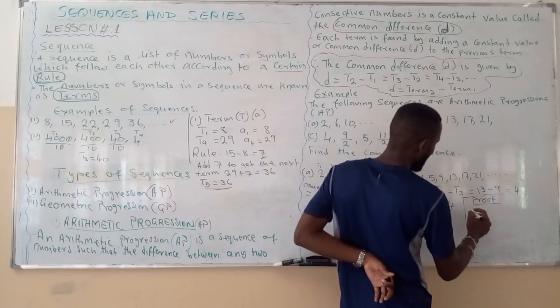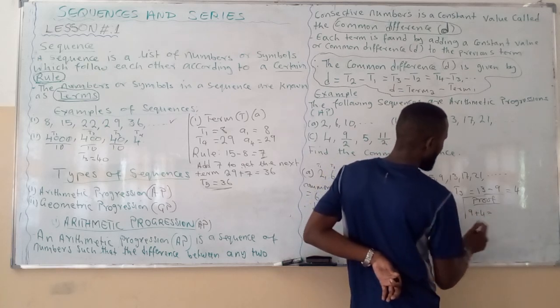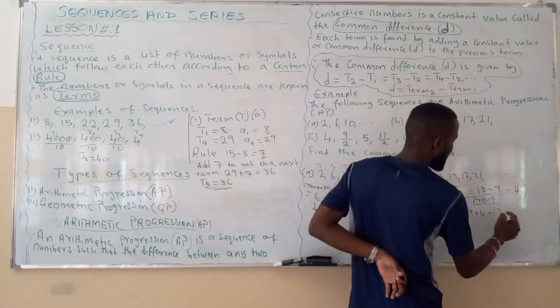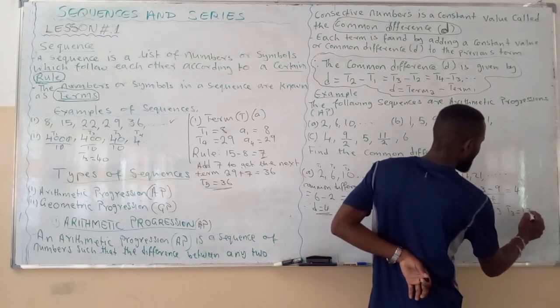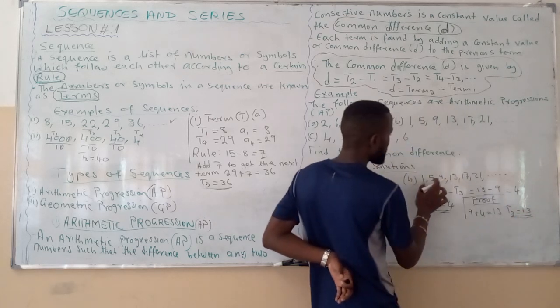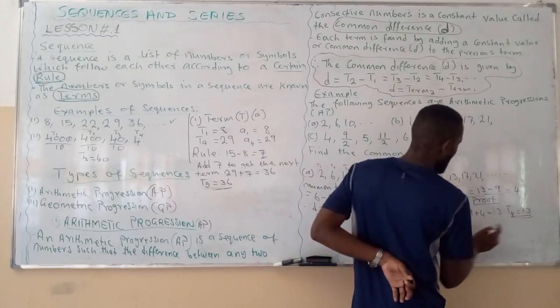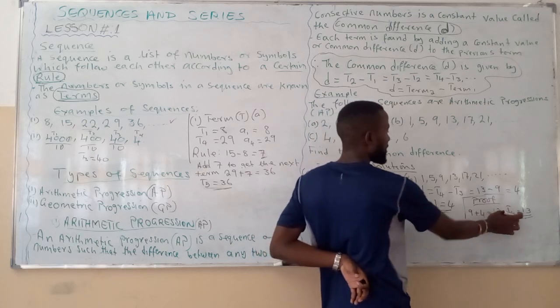Let's say we have 9 plus 4. What is 9 plus 4? 9, 10, 11, 12, 13. We have 13. So 13, it is my term 3. Term 3 is equal to 13. Is this true? 1, 2, 3, 4. No, it is term 4. So for me to find term 4, I need to add 9 plus 4.